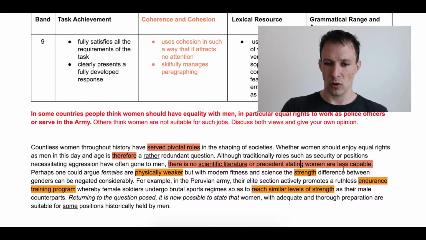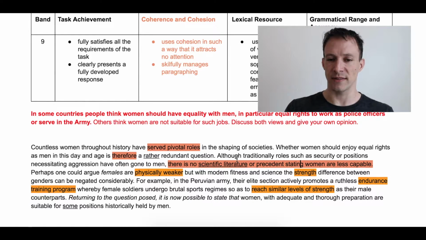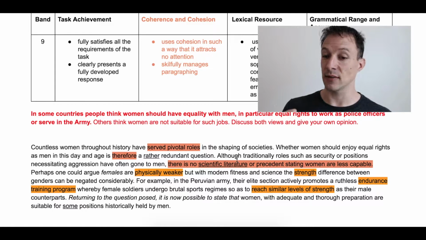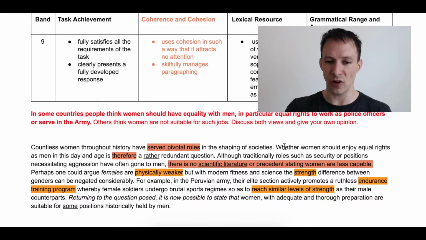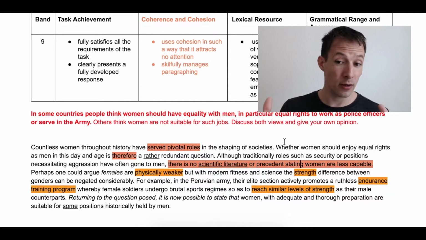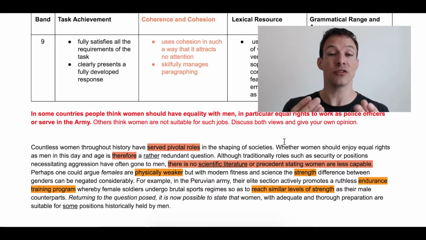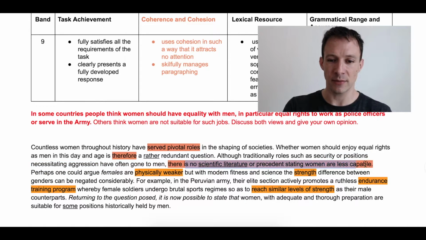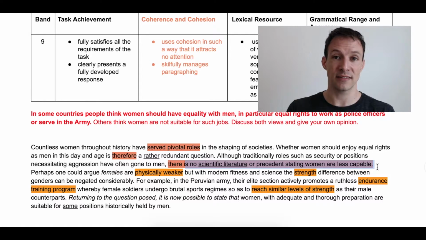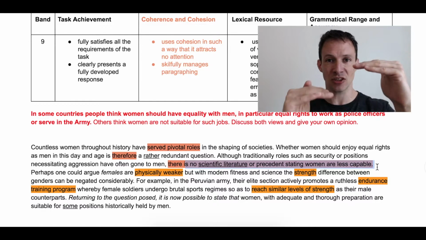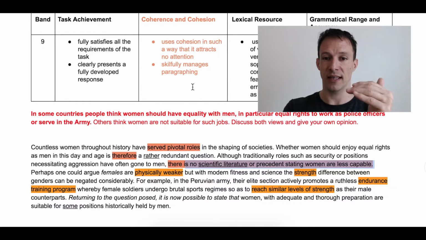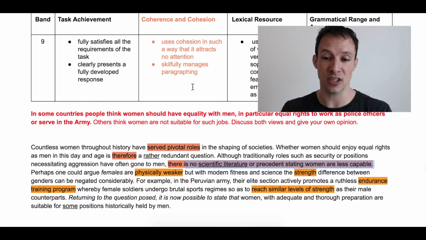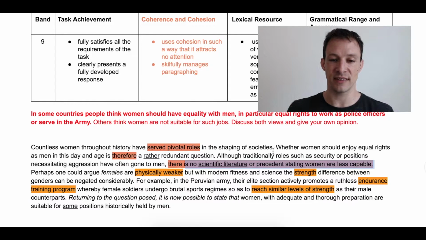Now, also, we're going to talk about scientific literature stating that women are less capable, okay, which is what we've been referring to before when I said they should enjoy equal rights. Whether women should enjoy equal rights is a redundant question. And then I'm saying that there's no scientific literature stating that women are less capable. So there is a connection there. It's not obvious, and that's why it doesn't attract attention. Hopefully you'll be able to see the link here.